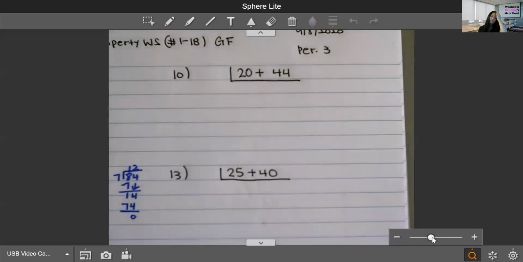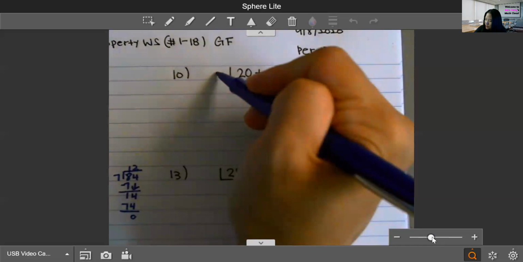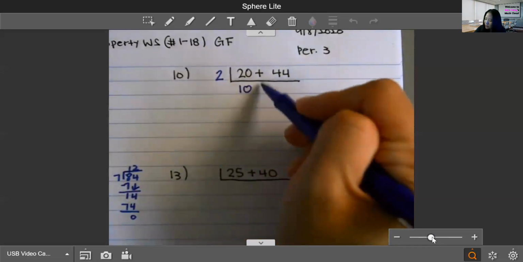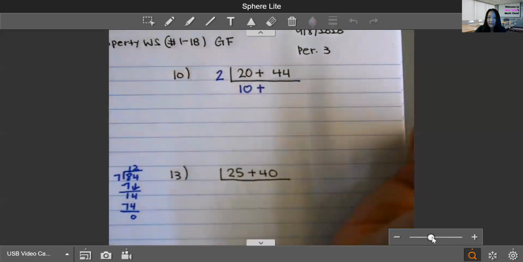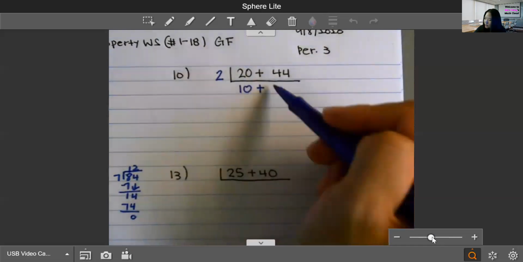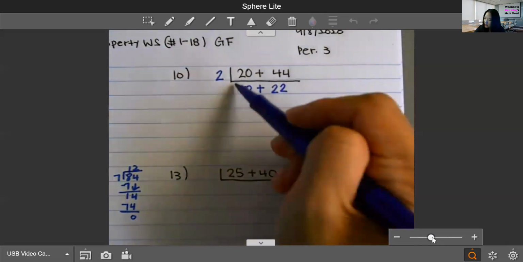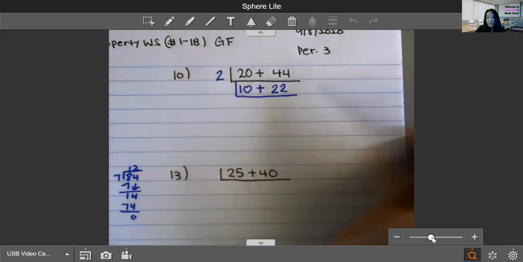20 plus 44, 20 and 44. Let's see what kind of common factors there are. I can think of a couple different common factors. I'm going to go ahead and use 2. 2 goes into 20 10 times, and then I'm actually going to bring down the plus sign, and 2 goes into 44 22 times. Since both of these are even numbers, I know I can still divide by 2.